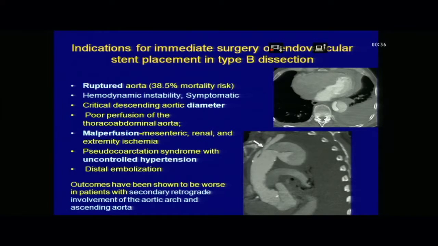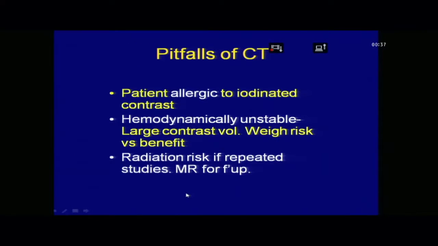Dr. Sanjeev Sharma will be talking about the diameters. Then poor perfusion of the thoracoabdominal aorta, malperfusion with visceral ischemia, uncontrolled hypertension, distal embolization. So these all features suggest a complicated dissection, and the outcomes have been shown to be worse if the patient also has a secondary retrograde involvement of the aortic arch and ascending aorta. This we have talked about before.